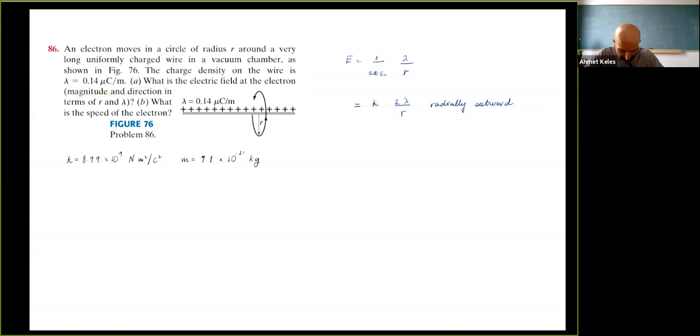So let's go to part B. What is the speed of the electron, right? How do I get this? Does anybody remember what we can use here? Exactly, the centripetal force. So the force is equal to the charge of an electron times the electric field, and this should be equal to m v squared over r, the circular motion formula, exactly.